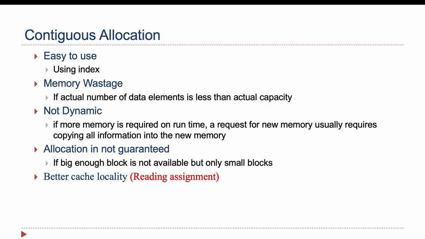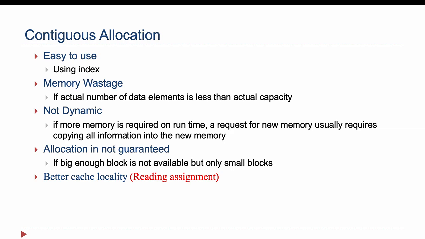Let's start with the advantages. First, contiguous allocation is easy to use, as accessing elements is as simple as using their index. This makes it easy to implement algorithms that rely on fast element access, such as sorting and searching. Second, contiguous allocation provides good cache locality, meaning that the data is stored in a way that is friendly to the cache memory of the CPU. This can result in faster access times and better overall performance.